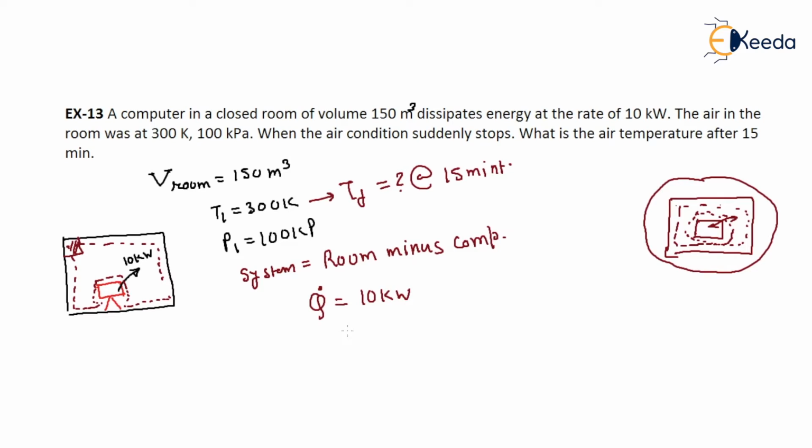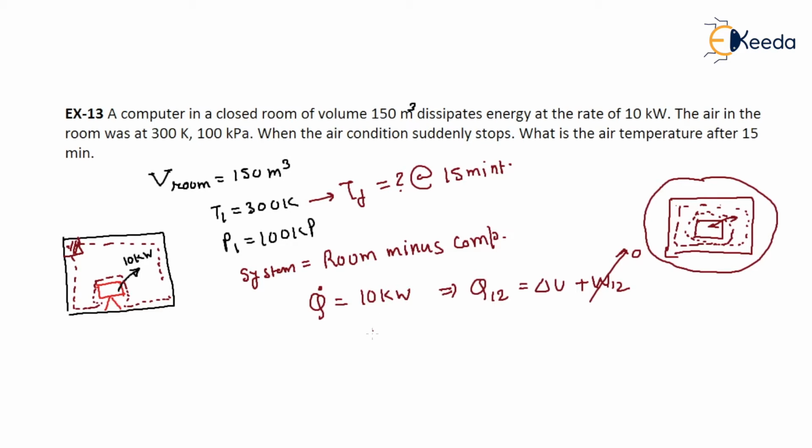10 kilowatt, right? So what is the heat transfer during process 1 to 2? It is delta U plus W 1 to 2, but there is no work transfer. Why? Because the system boundary will not expand or collapse; there is a rigid wall, so this will be zero.